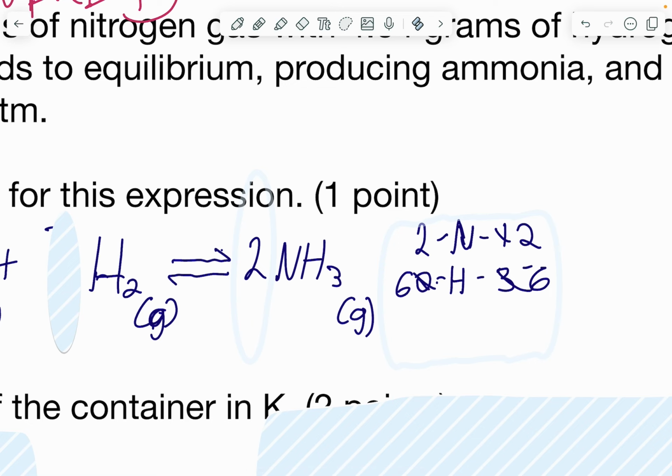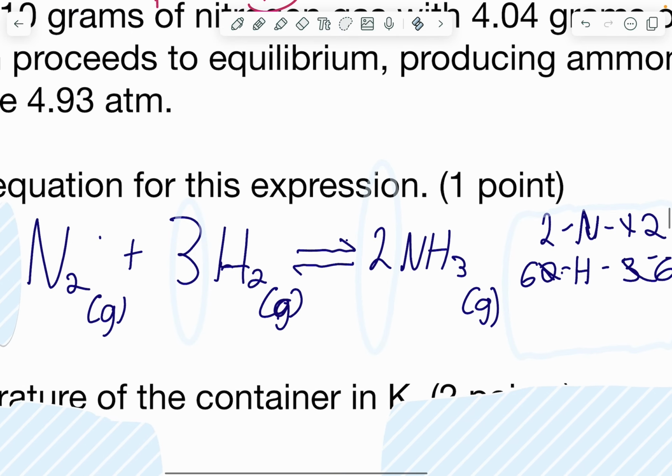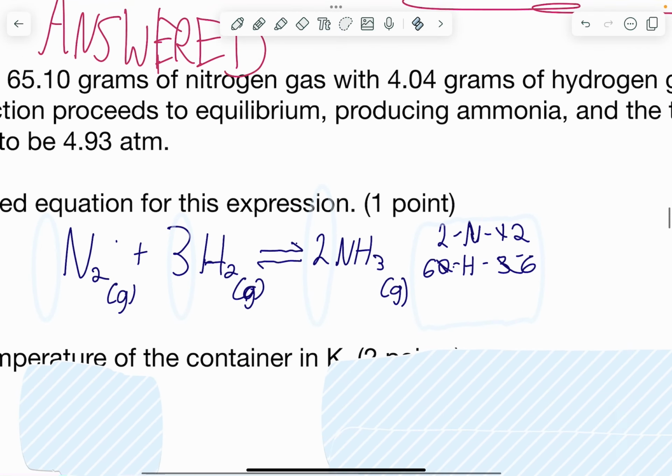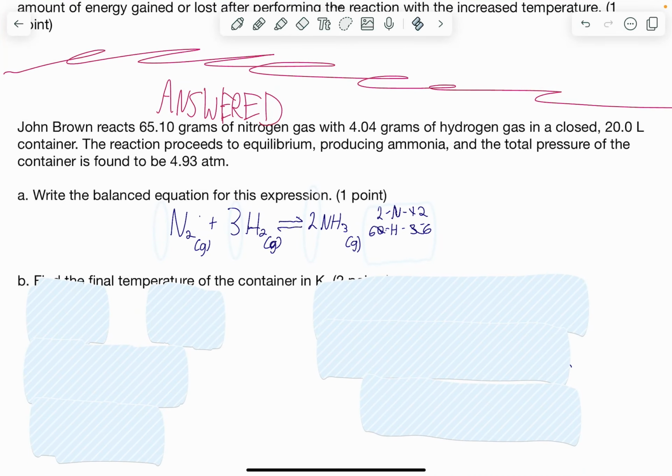NH3. We now have 2 nitrogens on both sides. That's balanced. And 6 hydrogens on the products. Sorry, we have 6 hydrogens on the products to 2 hydrogens on the reactants. So we must add a 3 in front of the H2. And so we will have the balanced equation. We don't have to add a coefficient to the nitrogen gas. So the next step, it's a bit obscured here by the tape.